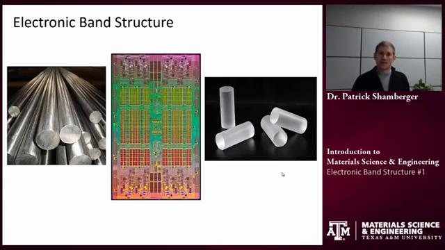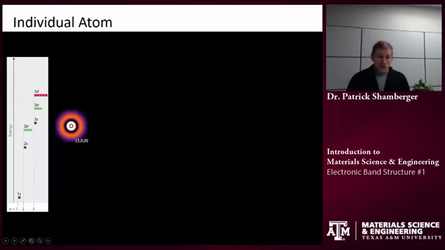So how do I get a band structure? Where does it come from? It comes from combining the properties of individual atoms. If you remember when we talked about orbitals, we talk about discrete energy levels that electrons can occupy in a single atom. And we think of these as our traditional orbitals: 1s, 2s, 2p, 3s.